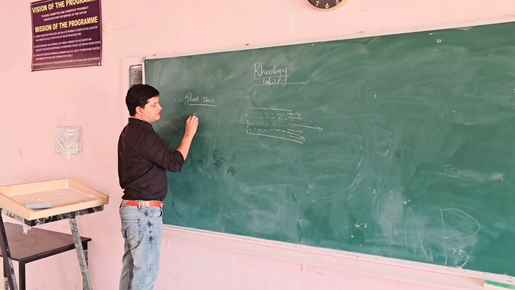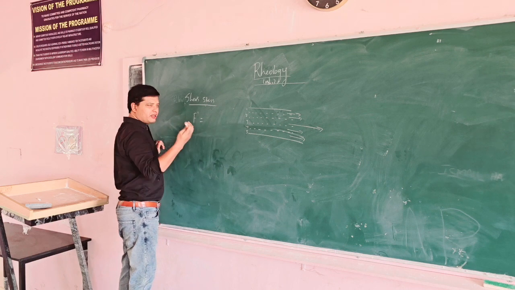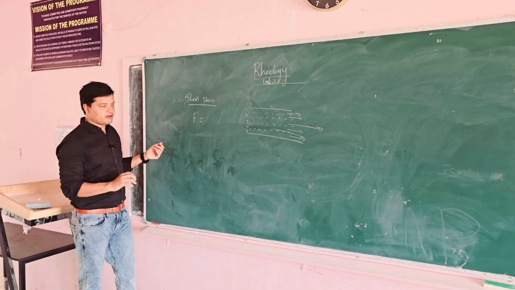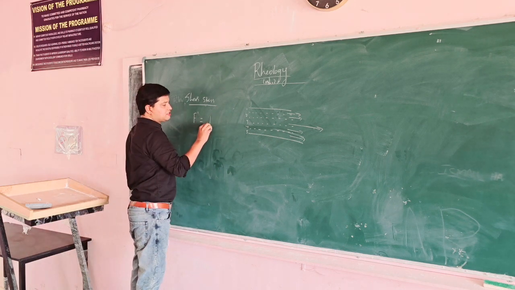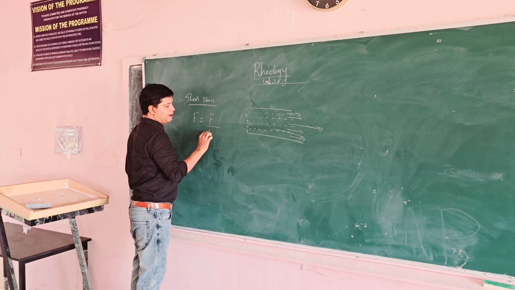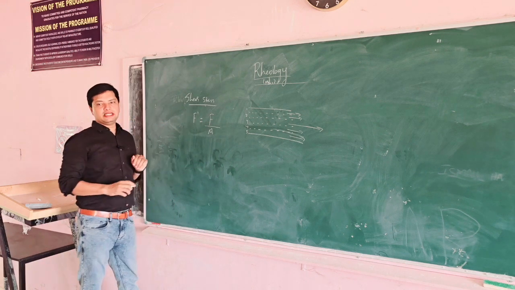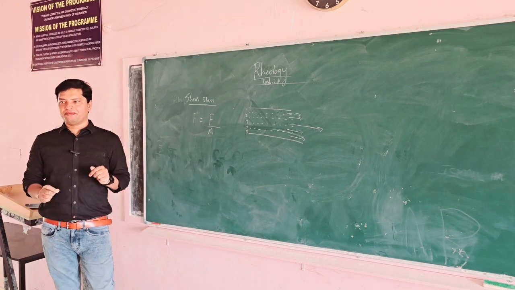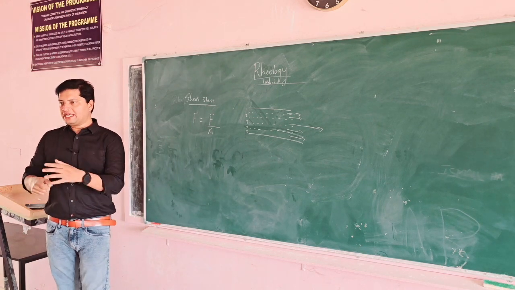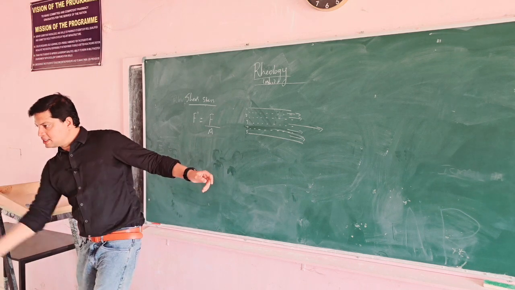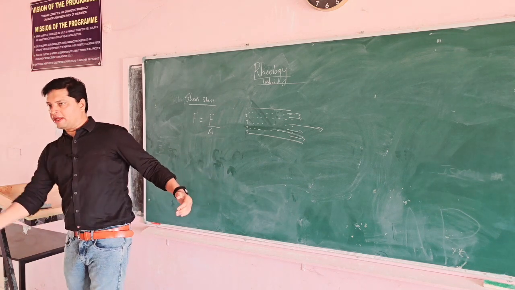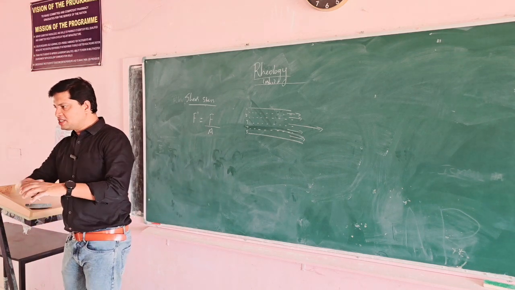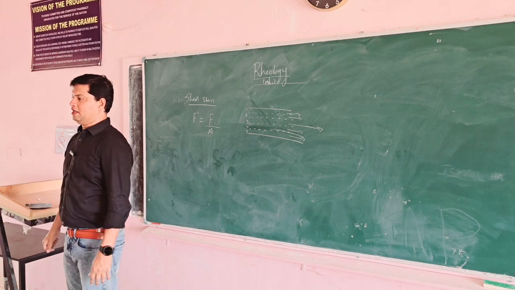Shear stress is denoted as F dash. You can denote it whatever you want, I will denote it as F dash. It is called force applied per unit area of flow. Take a jug and throw water like this. The force you are applying, where is the unit area? The jug's area is the unit area.